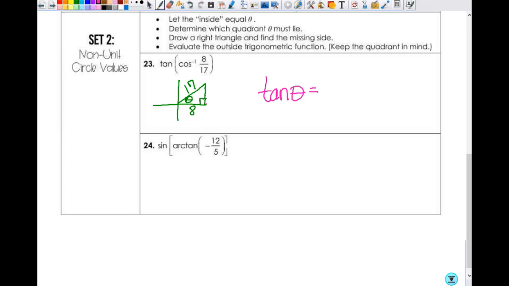What's 17 squared? 289. You subtract 64, what do you get? 225, so what's the side length? 15. That's a Pythagorean triple that you most likely don't know, and it's okay because you should be able to knock out Pythagorean theorem quickly, way quicker than most of you just tried to do, and most of you didn't even finish. So the tangent of theta is what over what at this point? What numbers am I using? 15 over 8. Okay. There you go.